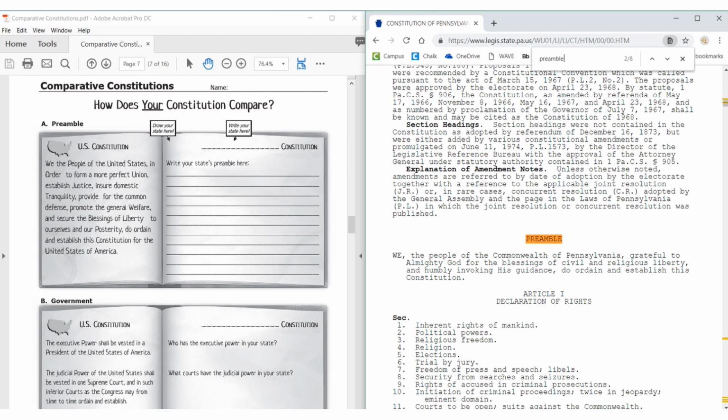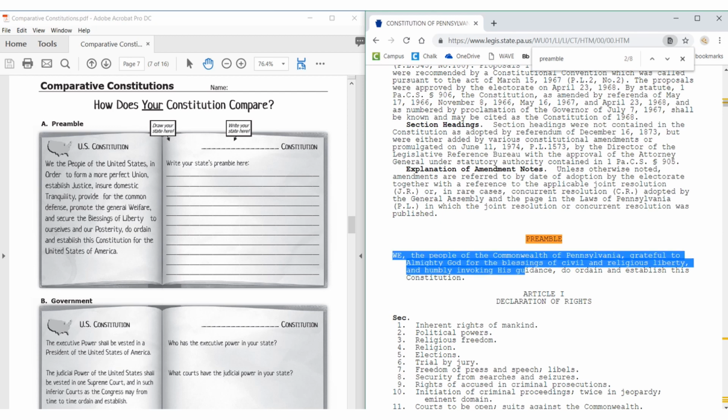"We, the people of the Commonwealth of Pennsylvania, grateful to the Almighty God for the blessings of civil and religious liberty, and humbly invoking his guidance, do ordain and establish this Constitution." So what you want to do is copy that right there. Write your state's preamble there, and we're going to compare it.